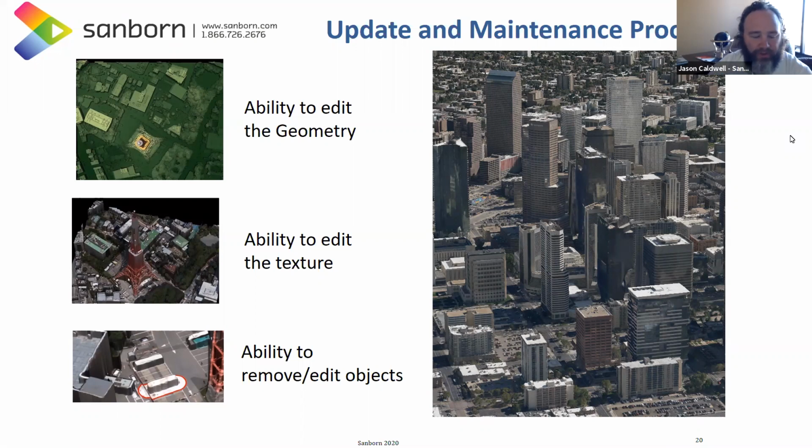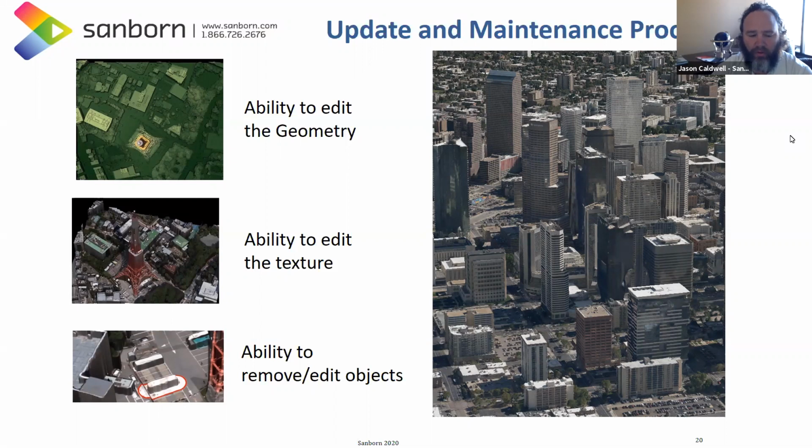Srini mentioned, a lot of clients have interest in understanding how they can maintain their three-dimensional models without having to do a full build up every time. Obviously, this keeps costs low. And so we've developed a production process that allows us to edit both the geometry as well as the textures, as well as removing or adding objects. So this allows for an update to the actual building model itself.